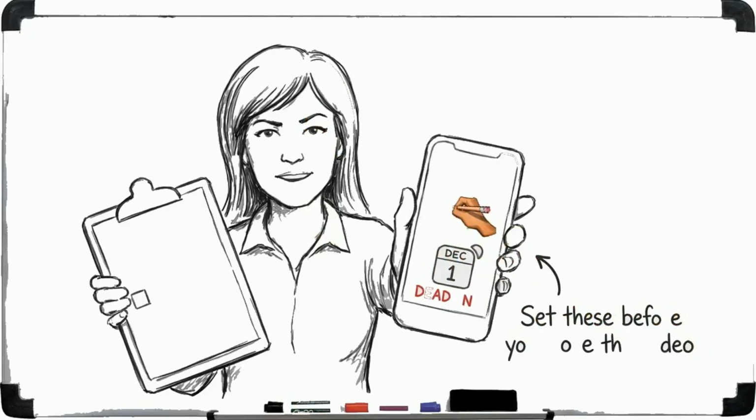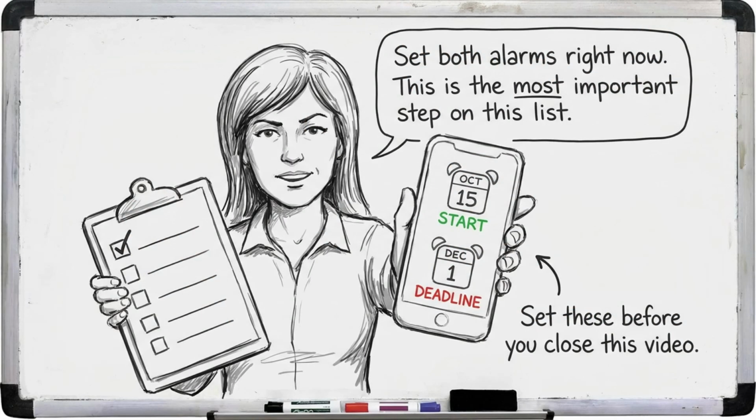Your Medicare Action Plan: 5 steps to take this October. Step 1. Set 2 calendar reminders right now before this video ends. October 15th: open enrollment begins, start your comparison. December 1st: deadline warning, confirm your switch is complete or your decision is made. These 2 reminders protect thousands of dollars.